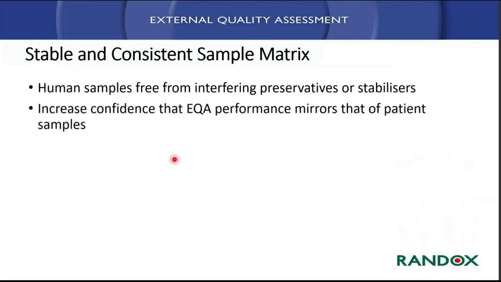Obviously, we want to look at samples which are free from interfering preservative stabilizers. They need to be consistent. They need to be stable. Just like that second EQA scheme we mentioned earlier, that was actually the cause of a problem. If that doesn't give you correct information about your accuracy, then if you take incorrect action because of that, you may actually introduce errors into your system.